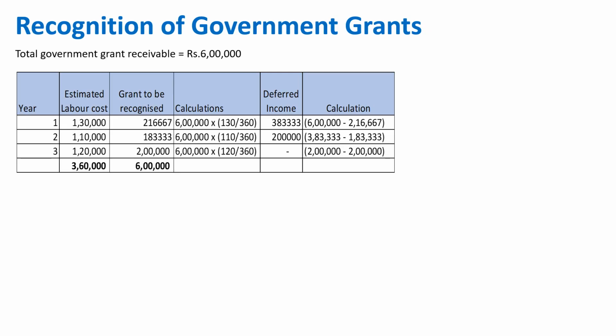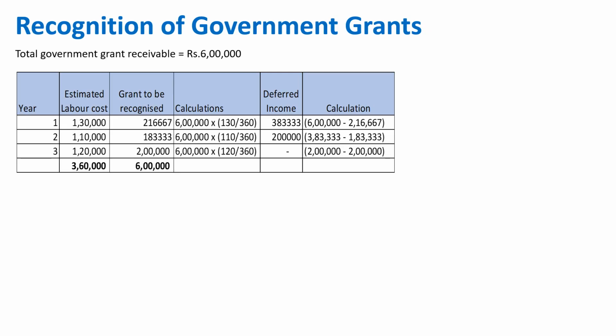In total 1,30,000. Second year, the wage to be paid for these 10 people is 1,10,000. Third year, the wage to be paid is 1,20,000. So the company is going to incur 3,60,000 rupees to fulfill the condition as prescribed by the government, right? Now the 6 lakh, how are you going to allocate it to each year? That is where the calculation part comes in, right?